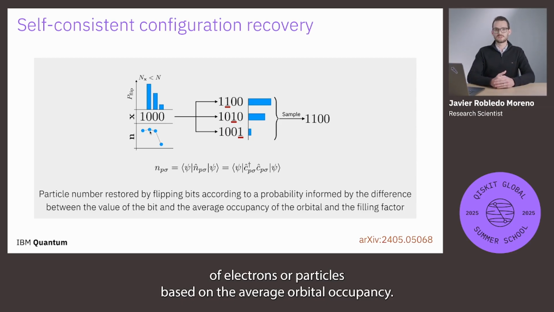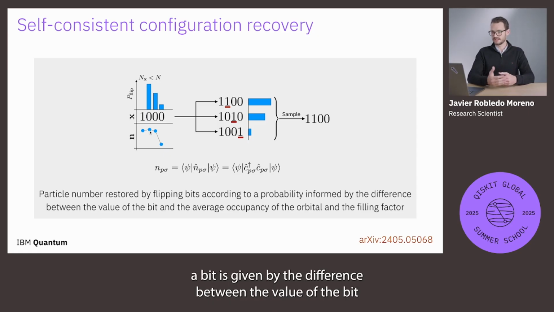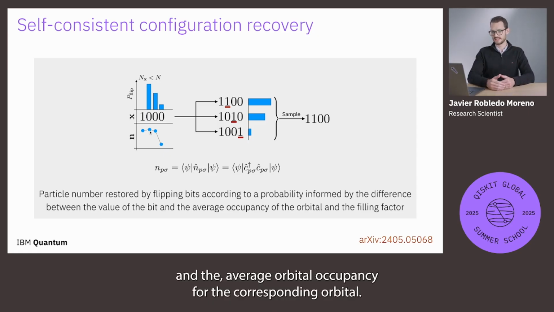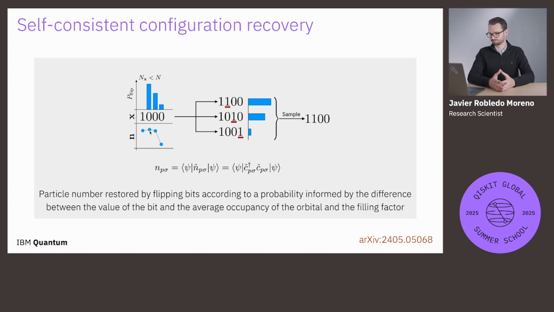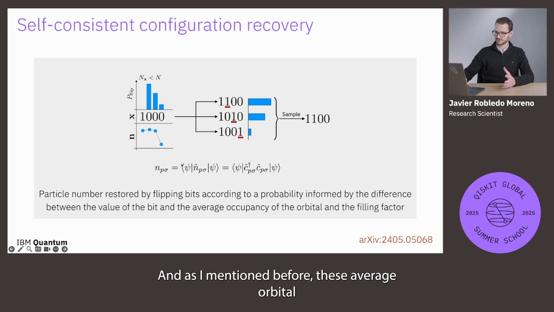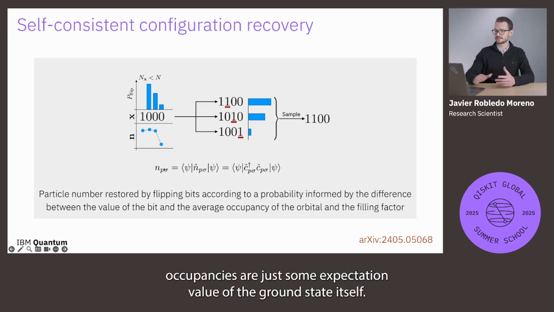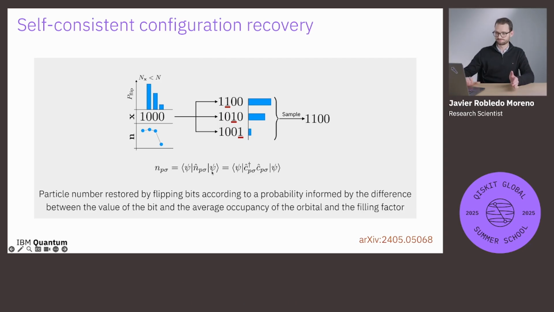the average orbital occupancy. So the probability of flipping a bit is given by the difference between the value of the bit and the average orbital occupancy for the corresponding orbital. And as I mentioned before, these average orbital occupancies are just some expectation value of the ground state itself.